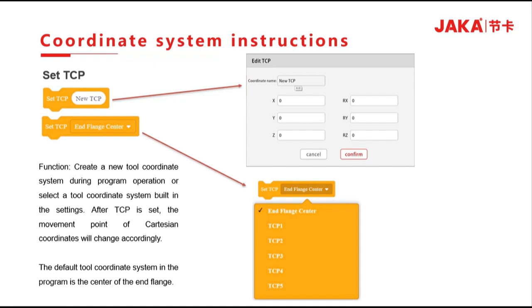In this coordinate system, you can manually input the parameters of the coordinate system and select the TCP command. Click the TCP drop-down list. You can select the end flange center in the list or the 10th TCP set in the settings. Create a tool coordinate system in the program or set the tool coordinate system established in the settings. After setting TCP, the position of the movement point in the Cartesian coordinate will change accordingly.